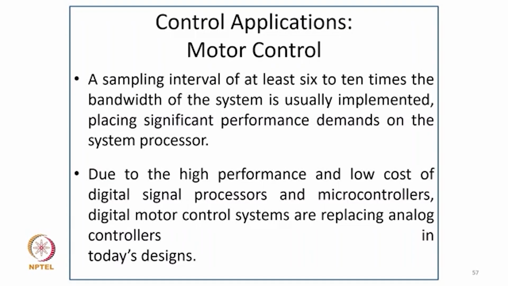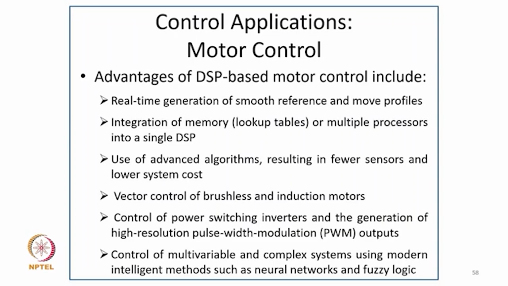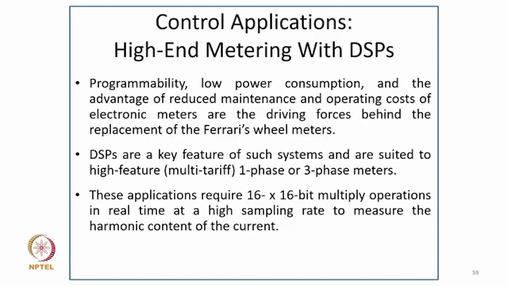And due to the high performance and low cost of digital signal processors and microcontrollers, digital motor control systems are replacing analog controllers in today's designs. So coming to the advantages of DSP-based motor control, they include the real-time generation of smooth reference and move profiles, integration of memory like lookup tables and multiple processors into a single DSP, use of advanced algorithms resulting in fewer sensors and lower system cost, like vector control of brushless and induction motors, control of power switching inverters and the generation of high resolution pulse width modulation output, and control of multivariable and complex systems using modern intelligent methods such as neural networks and fuzzy logic.